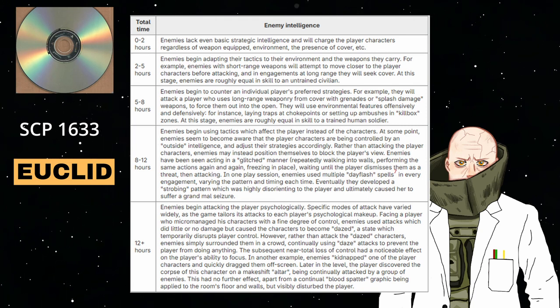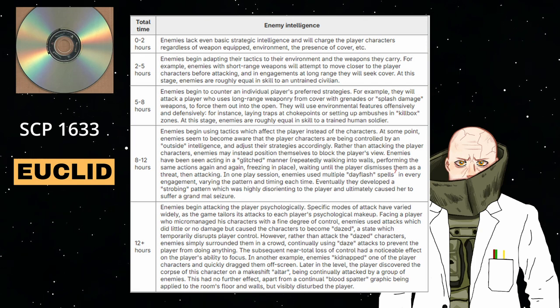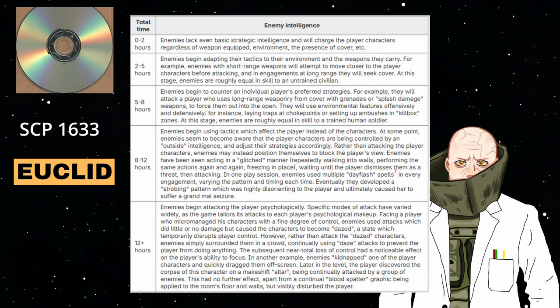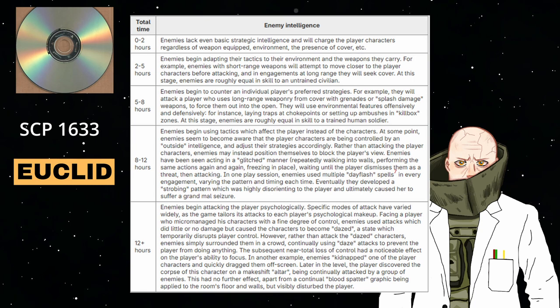In one play session, enemies used multiple daylight flash spells in every engagement, varying the pattern and timing each time. Eventually, they developed a strobing pattern, which was highly disorientating to the player and ultimately caused her to suffer a grand mal seizure.